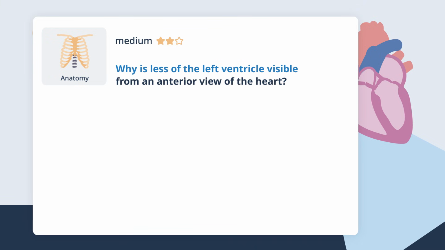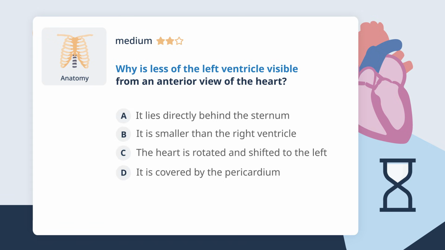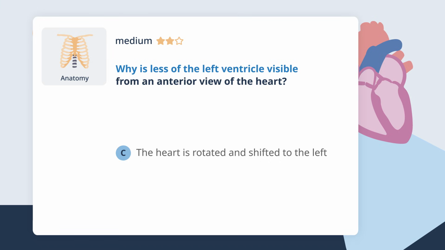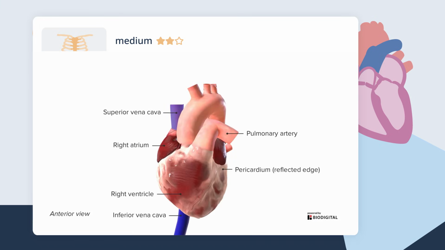Why is less of the left ventricle visible from an anterior view of the heart? You'll notice from an anterior point of view, though, we don't see as much left ventricle. That's because the heart is not only a little bit off to the left, but it's also rotated a little bit so that it points to the left. So that from an anterior point of view, you see a lot more of the right heart than you do the left.